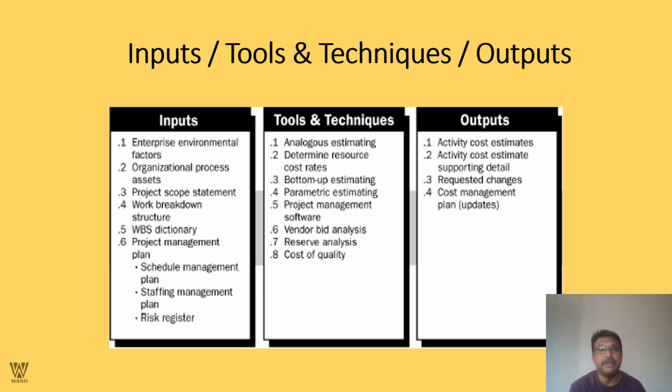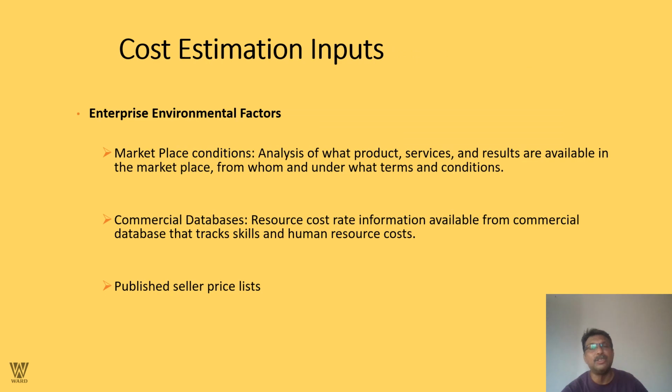Inputs are the enterprise environmental factors that were mentioned in the previous chart that I've already gone around. Tools are the analogous estimate, determination of resource rates, bottom-up estimating, top-down estimating, parametric estimating, something that comes from your experience, and probably vendor bid analysis. Similarly, the outputs are the activity cost estimates, the supporting detail, and the cost management plan updates. Let us come to the cost estimation inputs.